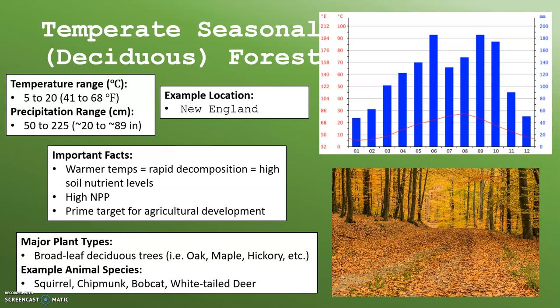And then important facts. There are warmer temperatures, so there's rapid decomposition, so there are high soil nutrient levels because of that decomposition. We have high net primary productivity because we have a lot of things growing there. It's a prime area for agricultural development. The human impact: much land is used for agriculture, development, and industry.